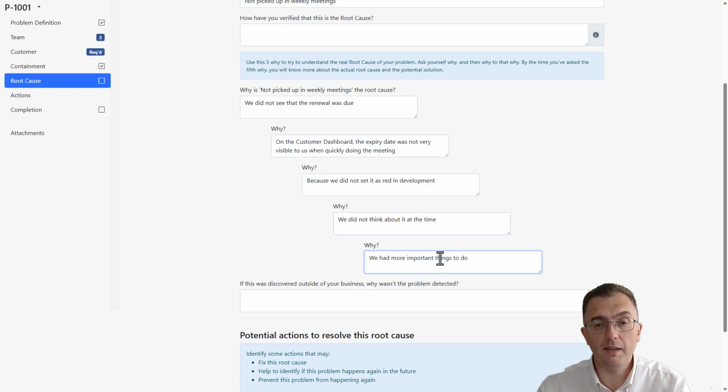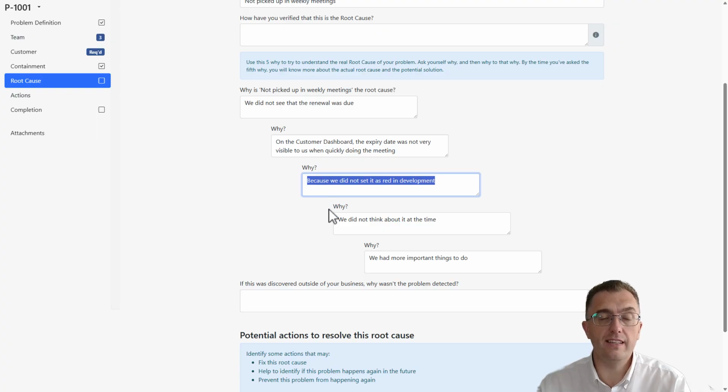Why didn't we think about it? Because we had more important things to move on to. Or it could be that the process that we used to develop it wasn't right. Either way, the root cause is that we just didn't think about doing it. However, during that analysis, we've actually found out that one of the actions that we could do is set the expiry date in red so it makes it more visible.